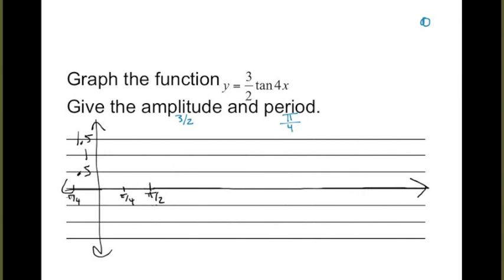The first thing that we're going to want to plot in our tangents is going to be our asymptotes. The asymptotes are located at half of the period. So for our asymptotes, we're going to take our period and multiply it by 1/2. So we get pi over 8. So then on our graph, at pi over 8, we're going to have our asymptotes. Pi over 8 would be halfway out to the pi over 4.